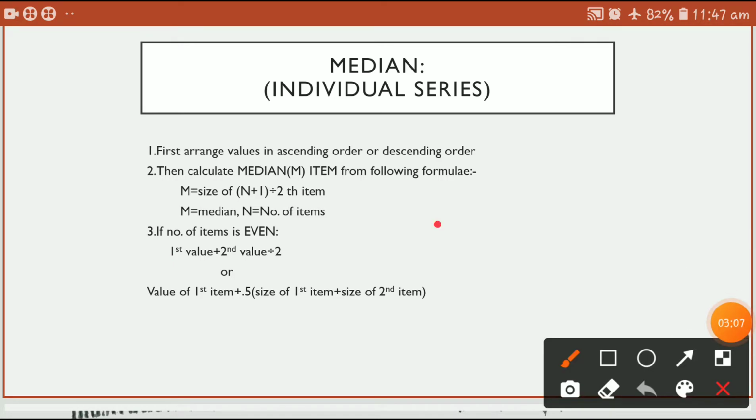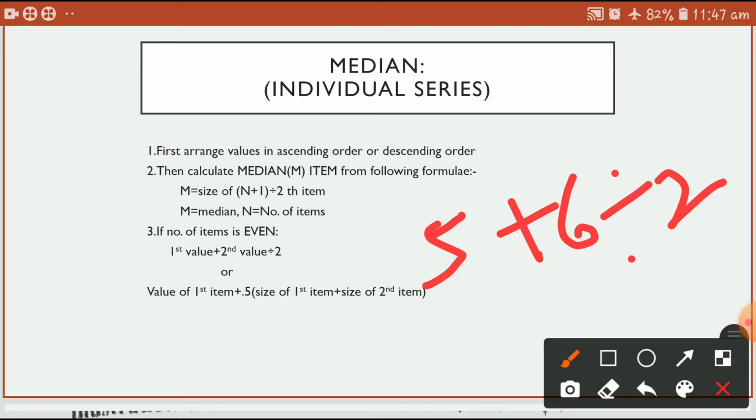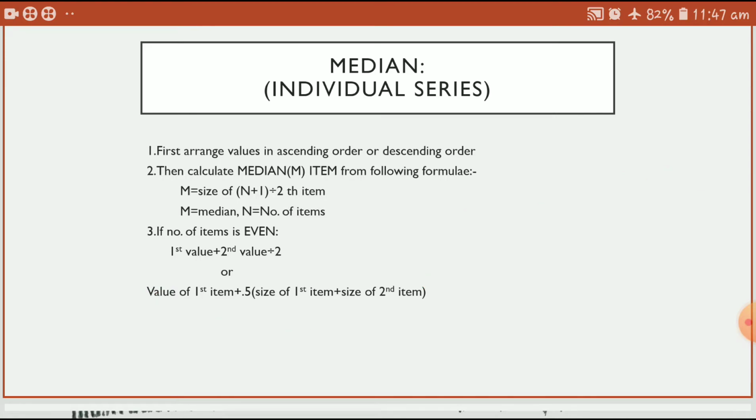You have to add the value of the fifth item plus the value of the sixth item, and you have to divide it by 2, because we are calculating averages, so whenever two values occur you have to always make an average of them. Or the alternative method is, you write the value of the fifth item, then you add 0.5 in brackets, times the size of the sixth item minus the size of the fifth item. Take a screenshot of this screen or write down these formulas in your register, and after listening to this video try to solve them on your own.